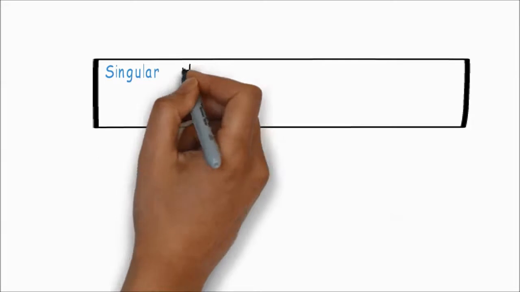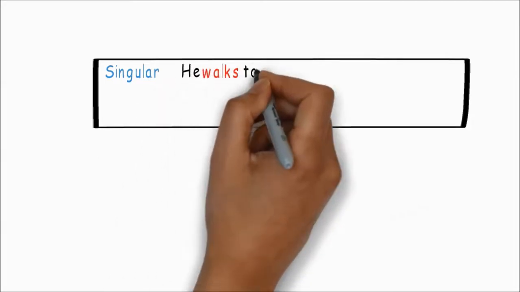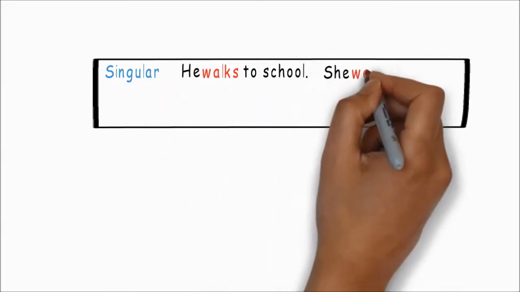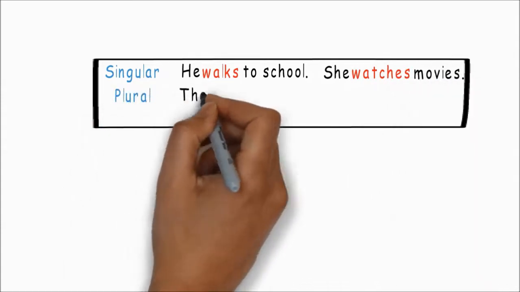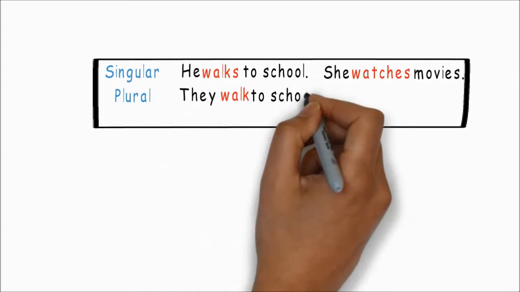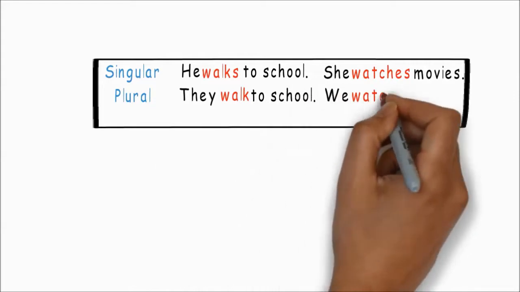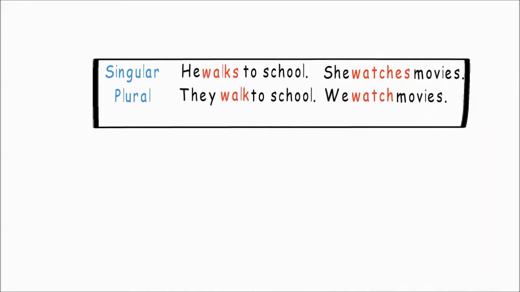Singular again. He walks to school. She watches movies. How about plural? They walk to school and we watch movies. See how they're different? Let's practice some here.